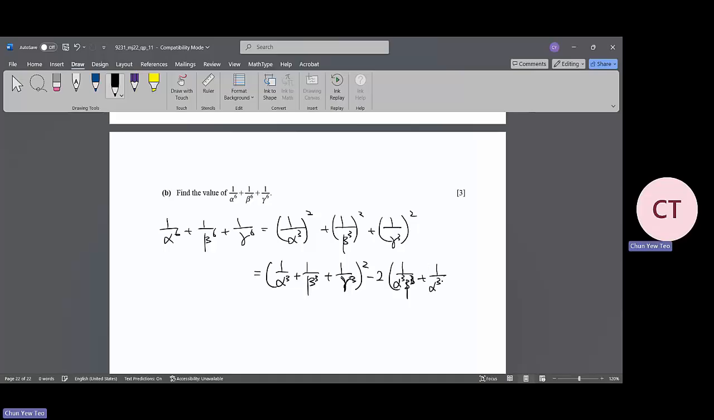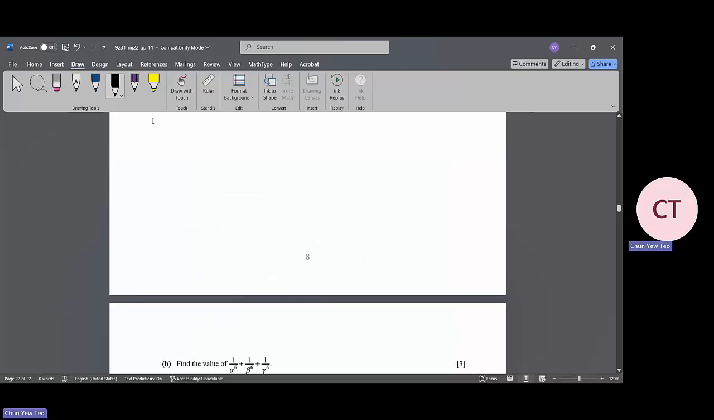Alpha cube, gamma cube, beta cube, gamma cube. Okay, so this is the formula. We just need to modify it to the formula that we usually use. So you can actually get this result from these equations.